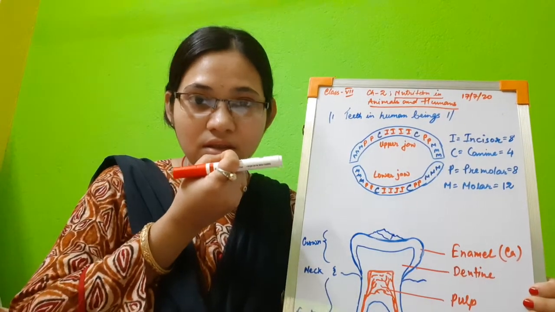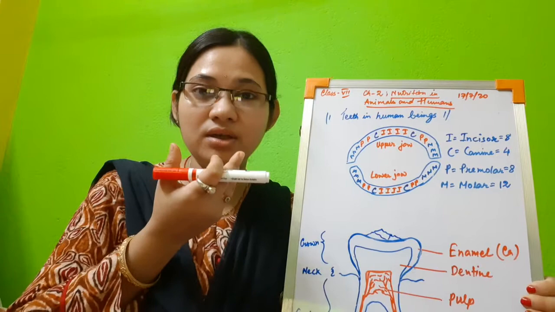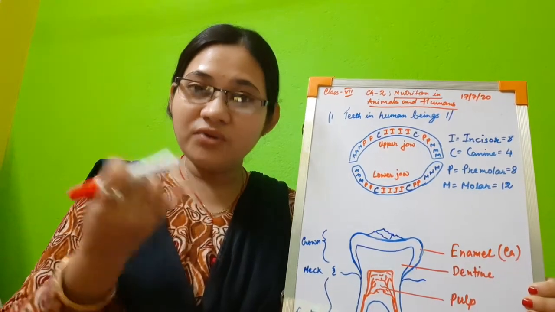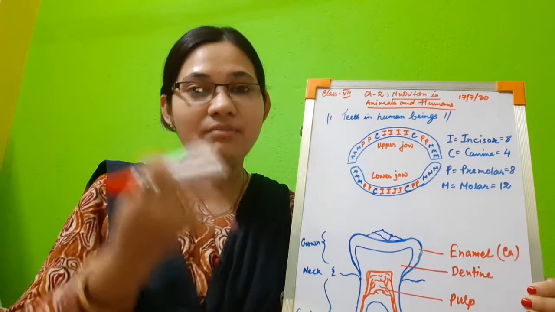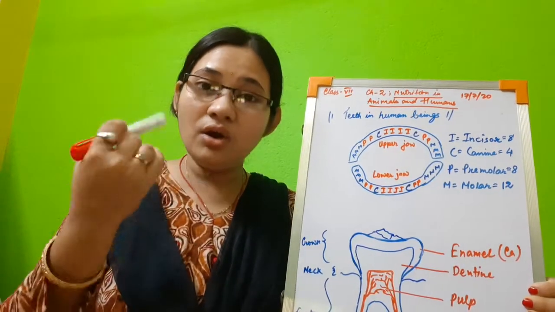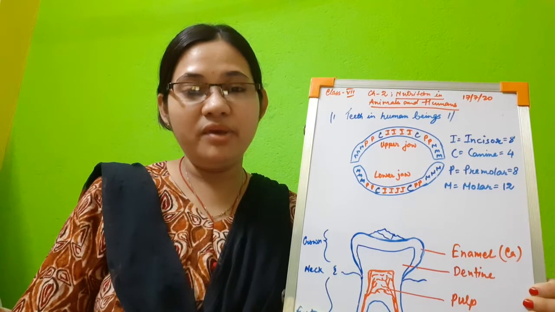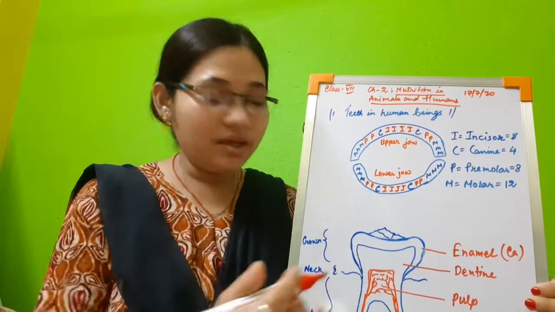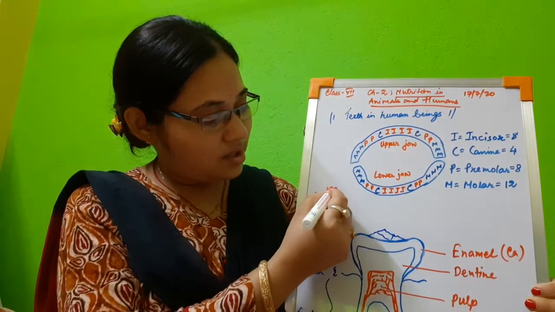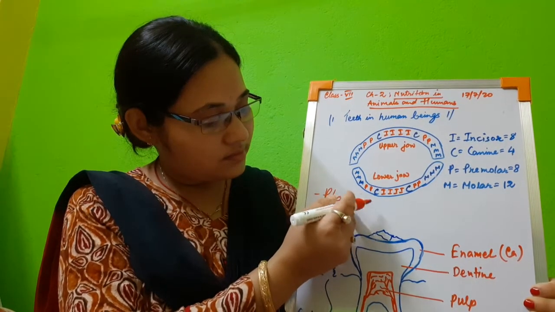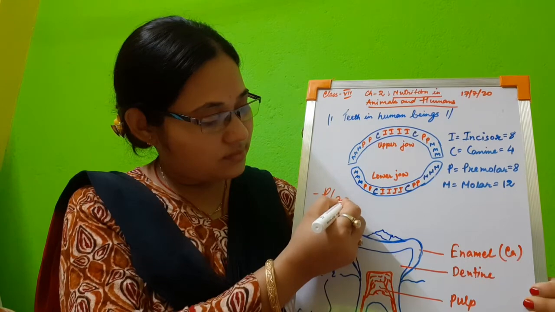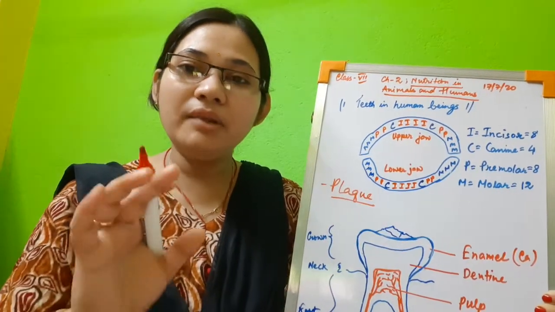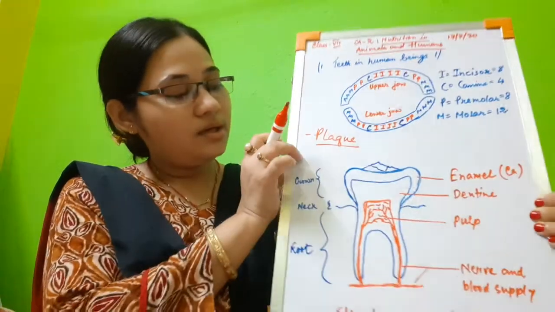to our teeth, and after some time bacteria grow on them, and those bacteria release some enzymes. So the food, the saliva and the bacteria, these three together form plaque. P-L-A-Q-U-E, plaque. Let us see how plaque is formed.